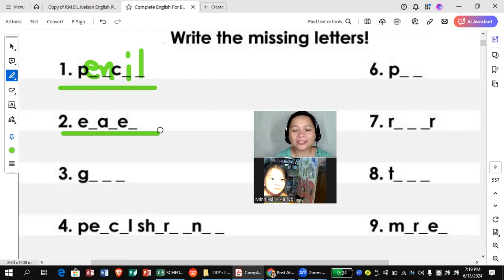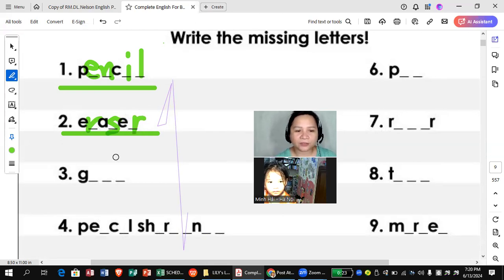Either. Eraser. E, R, A, S, E, N. E, R, A, S, E, N. What's the last letter? D. The last letter is R.